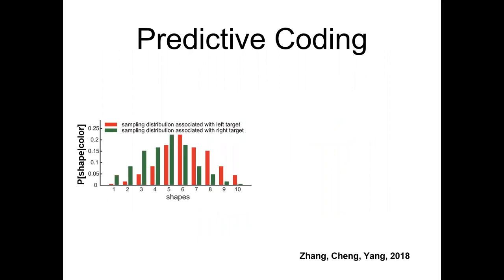So in this particular task, we assign each shape a log likelihood ratio, which is basically just a conditional probability. That means each shape should have different probabilities when the red target is the correct target and when the green target is the correct target, right?